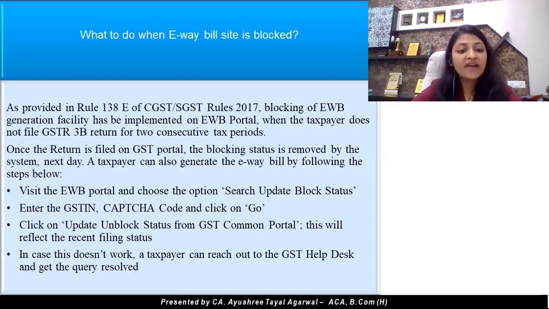Once the return is filed in the GST portal, the blocking status is removed by the system the very next day. And if it is not removed the next day, the taxpayer can visit the e-way bill portal and click on the update unblock status from the GST common portal. If this again does not work, the taxpayer can reach out to the help desk and get the queries resolved.